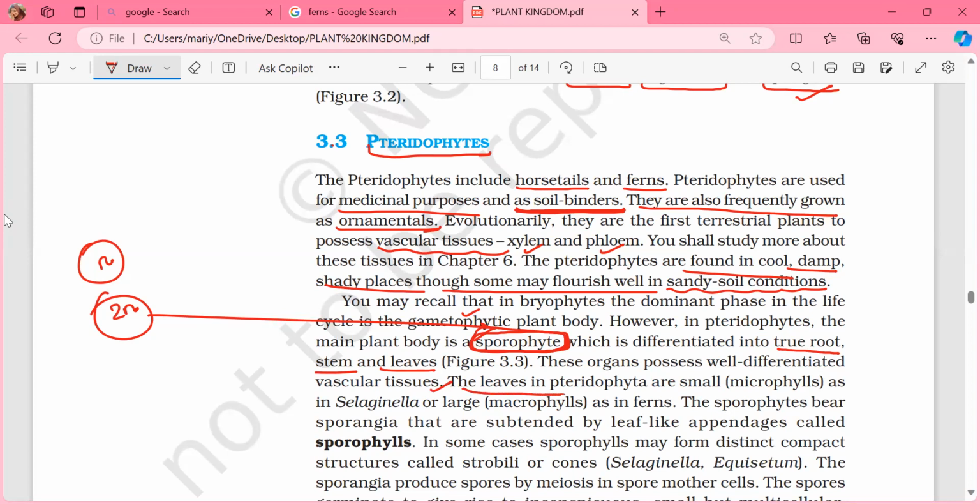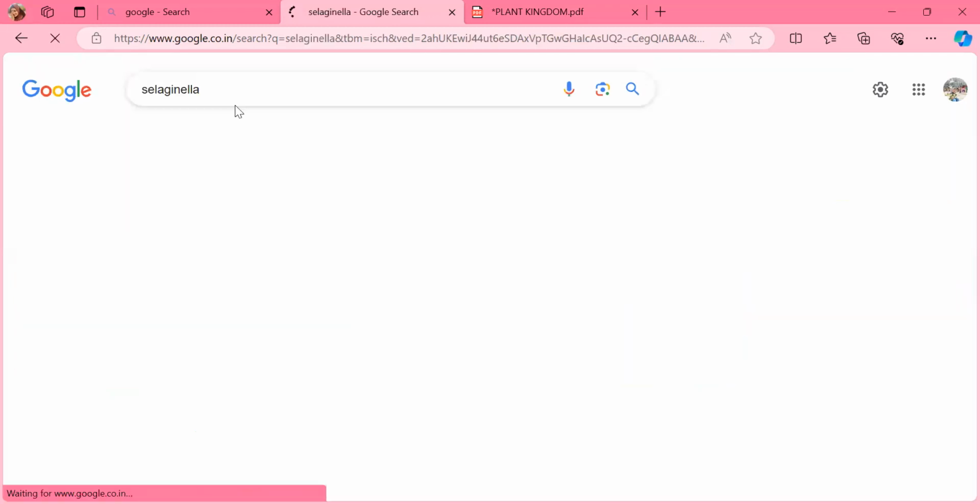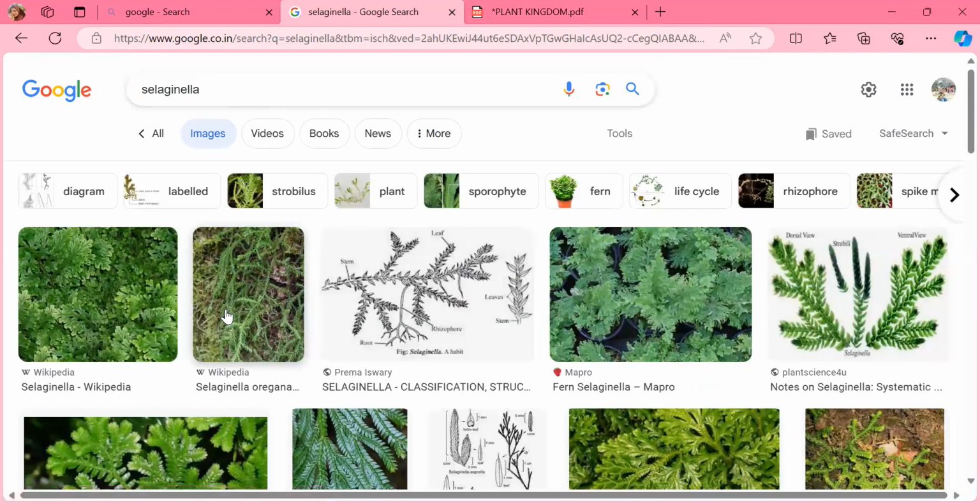Now, the leaves in the pteridophyta are small, meaning microphylls. Okay, small and large, both types of leaves will be there. So small leaves: micro means small, phyll means leaf. So microphylls means small leaves. These small leaves will be found in Selaginella. This is one example. Let us look at Selaginella. This is Selaginella.